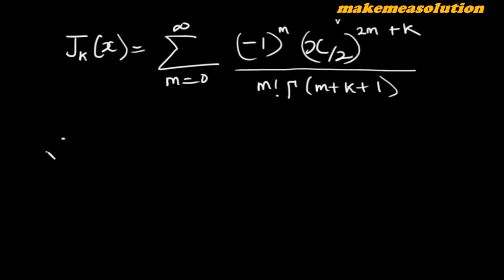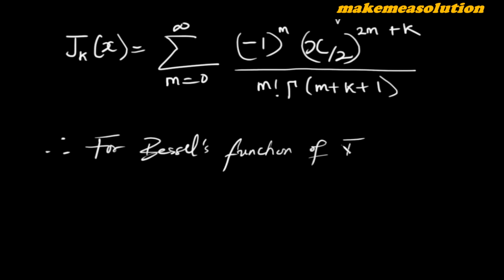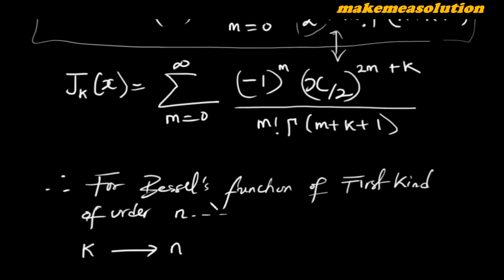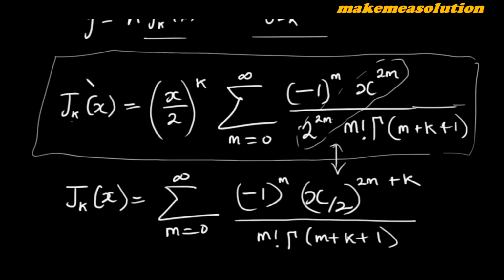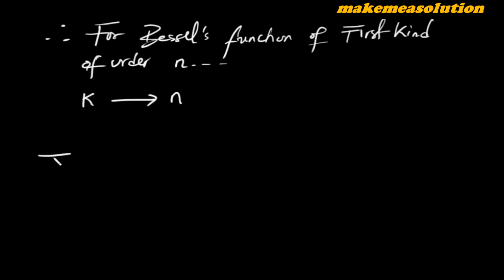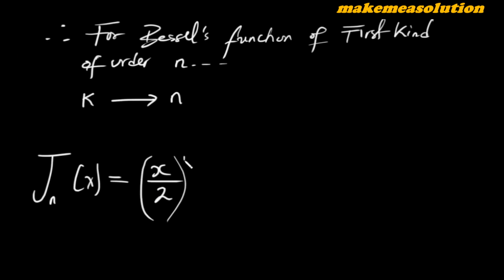Okay, so for Bessel's function of first kind of order n, in this case k is tending to a particular number n. So if k tends to a particular number n in our formula over here, we are going to say Jn of x is now going to be (x over 2) raised to the power of n.